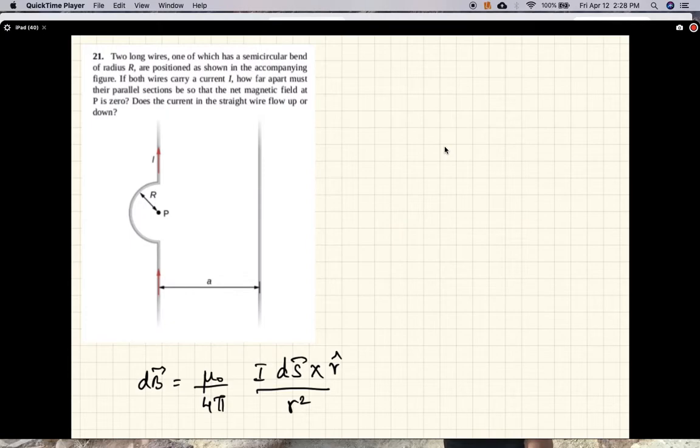Okay, and use your right hand rule. This element of current, if you stick your thumb of your right hand along there, your fingers will give you the direction of the field at this point. This element will produce a field into the sheet. B will be into the sheet at that point.